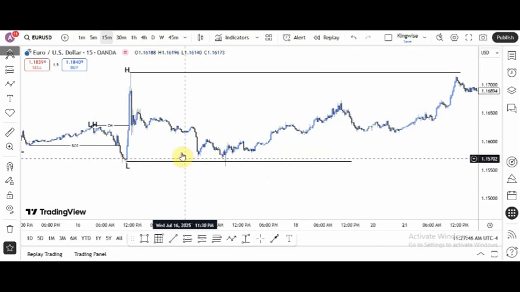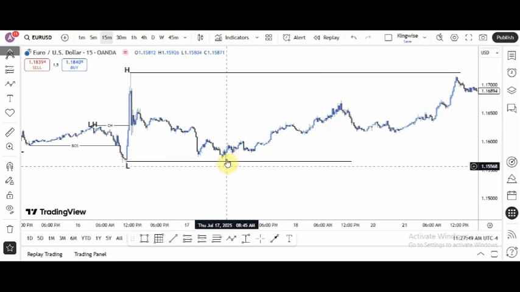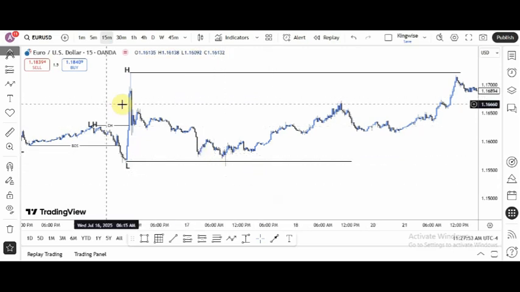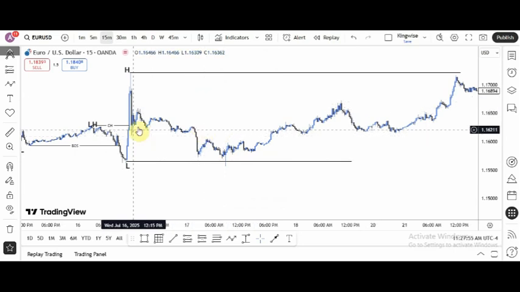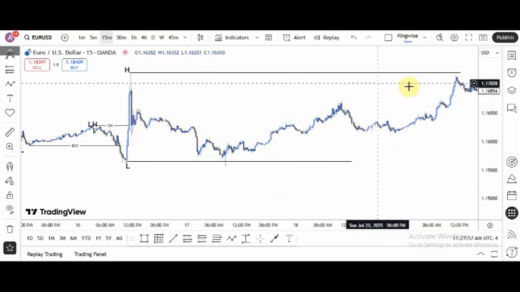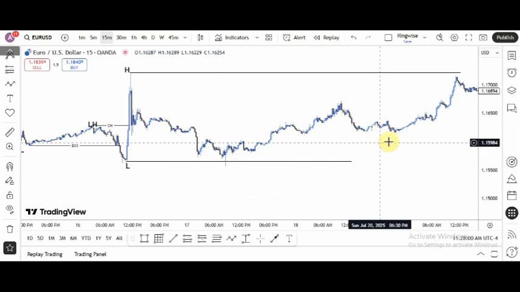But what did we see? We just saw this guy wicked it out. So this is a kind of a grab of liquidity, or we'll call it liquidity grab. So everything that is happening here, inside here, they are internal structures. Everything happening here are internal structures.